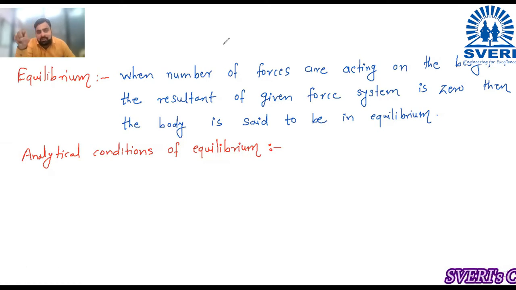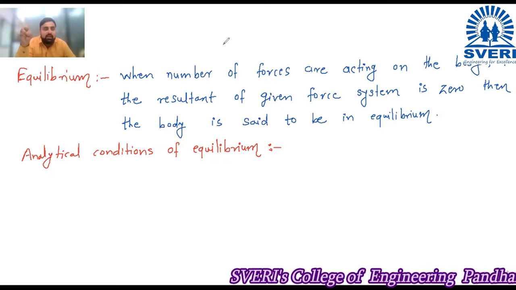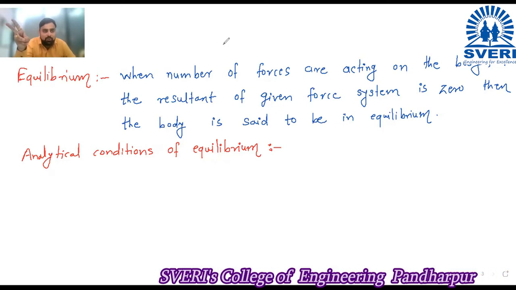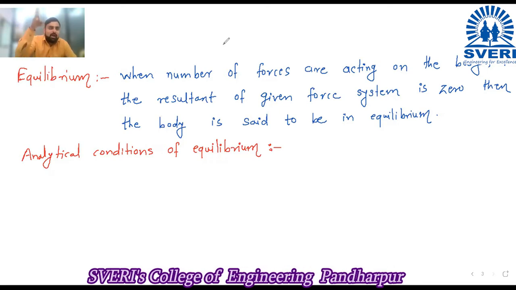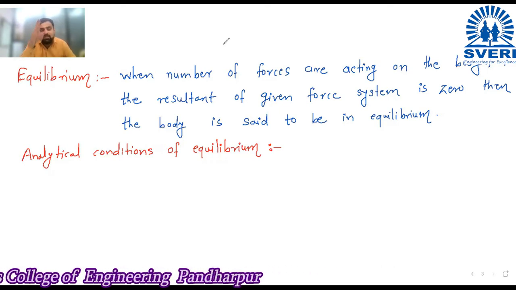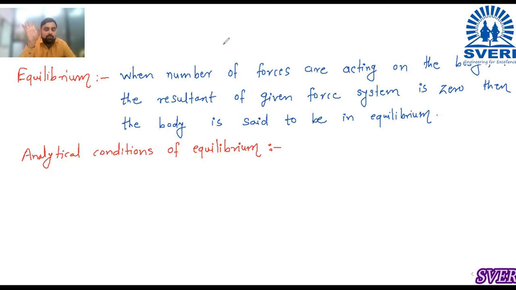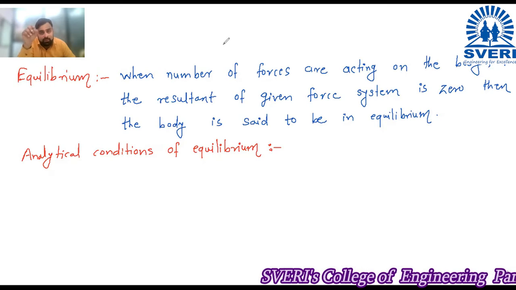That is summation fx equal to 0. That is sum of all the forces parallel to x-axis is equal to 0. Second is summation fy is equal to 0. It is sum of all the forces parallel to y-axis. It is also 0. And third condition is moment about any point is equal to 0. Moment about any point in the plane is equal to 0. So these are the three analytical conditions of equilibrium. These are also called as equations of equilibrium.